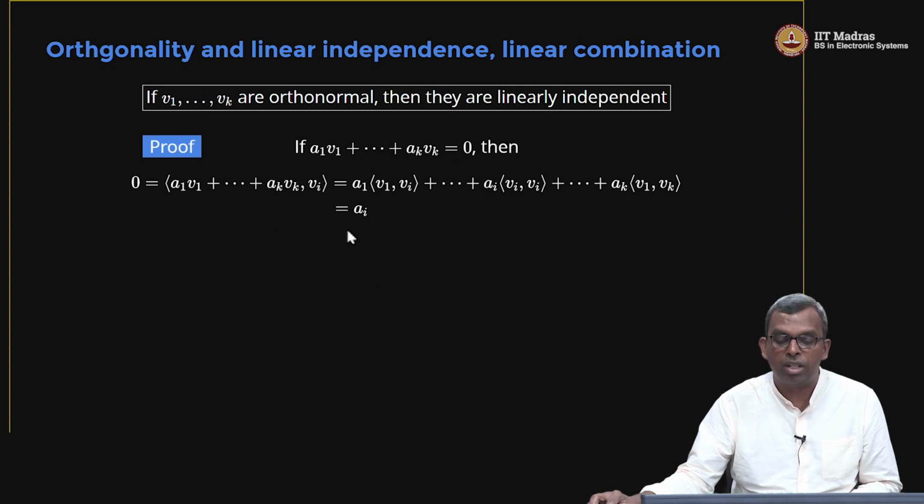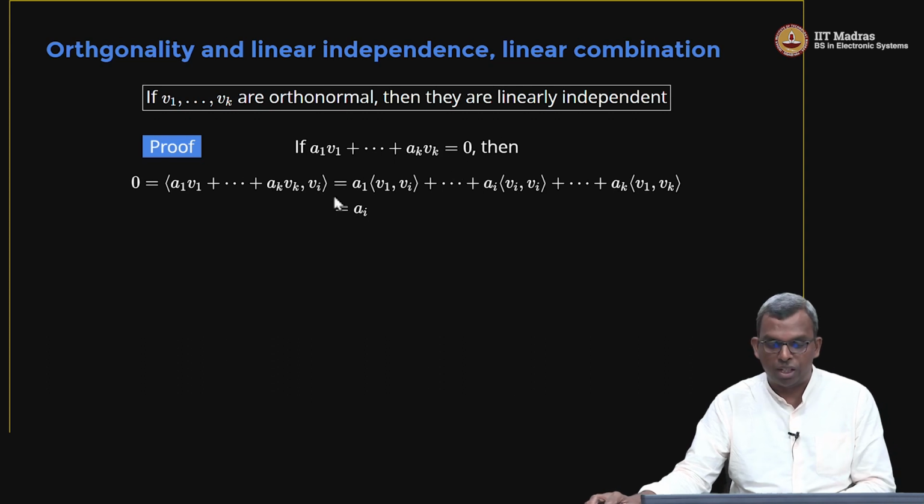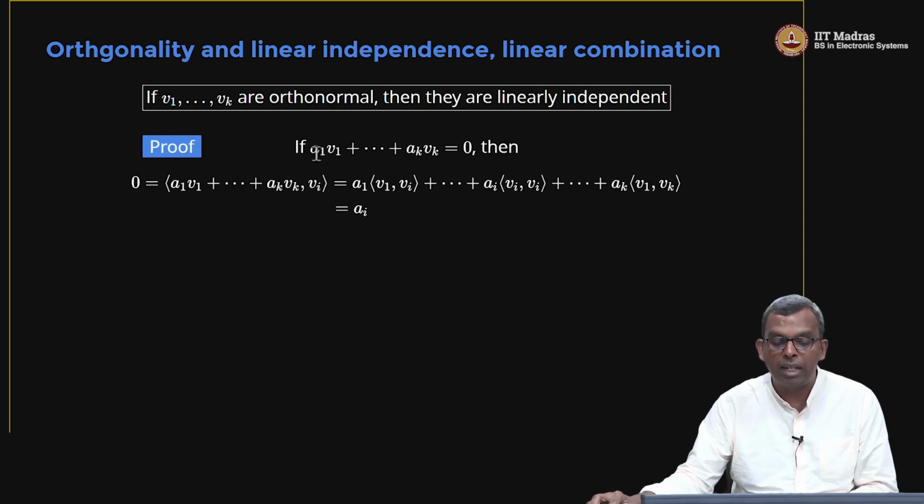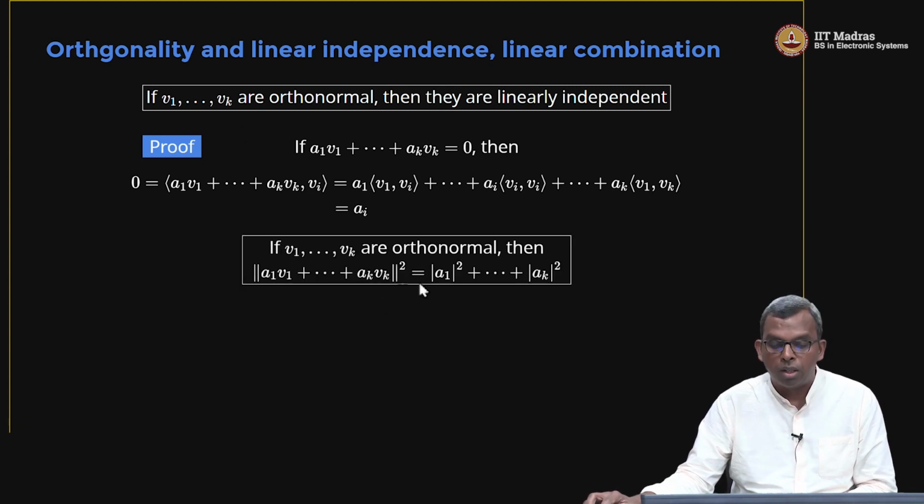So this is a very useful way to think of inner products in an algebraic fashion. So you get here ai is 0. So any time a linear combination is 0, each of the coefficients is 0. So that means they are linearly independent as well. So here is another property.